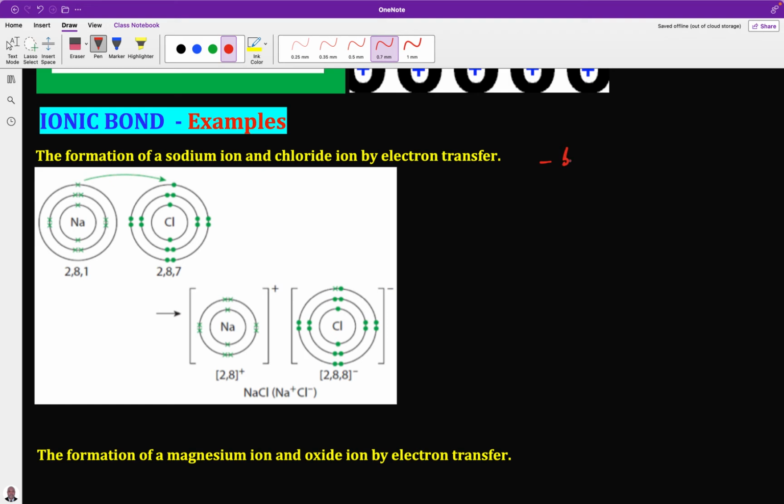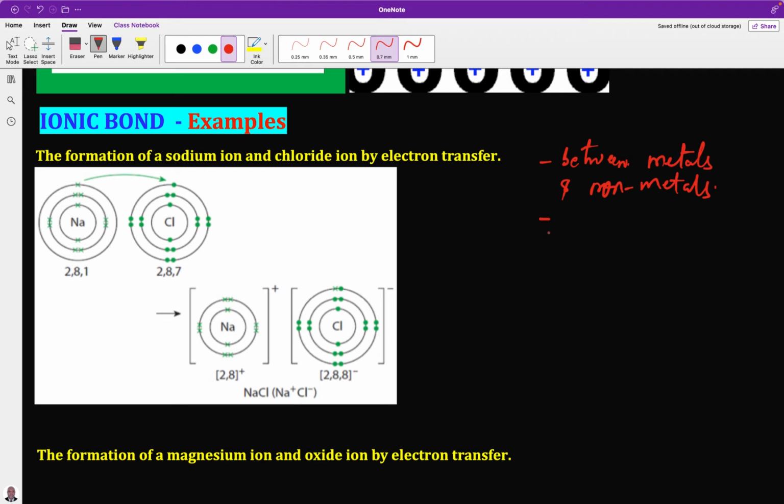Between metals and non-metals. Ionic bonding occurs between metals and non-metals. And secondly, you will see that metals are usually those in group 1, group 2 and group 3. So it occurs between metals and non-metals.